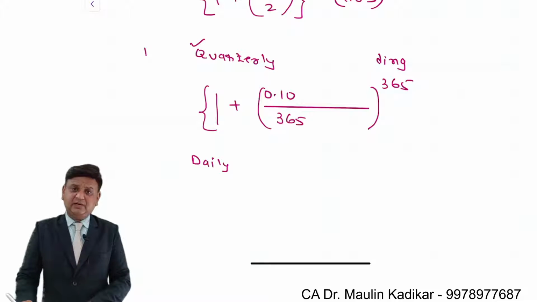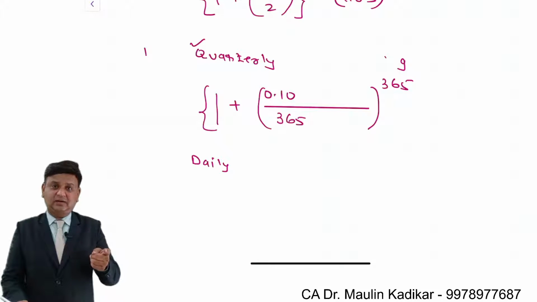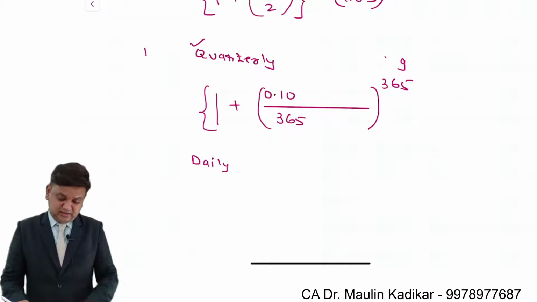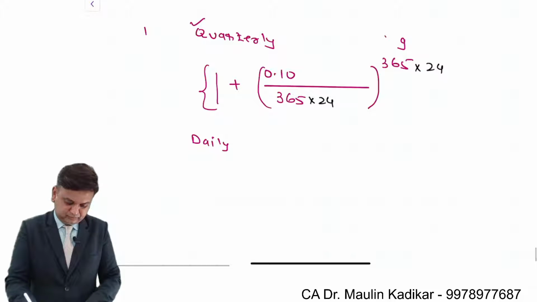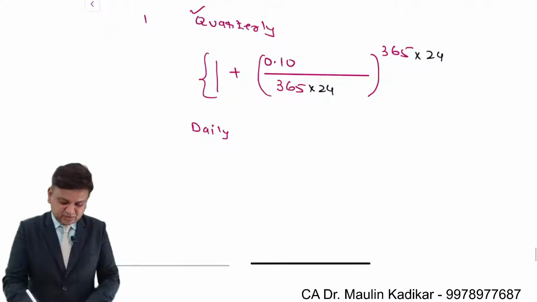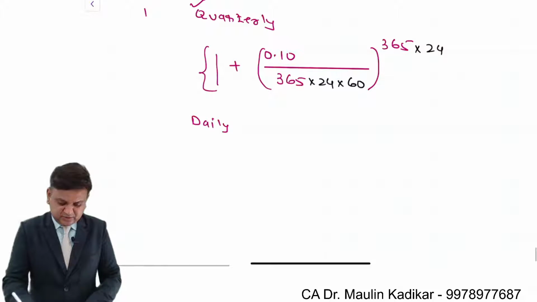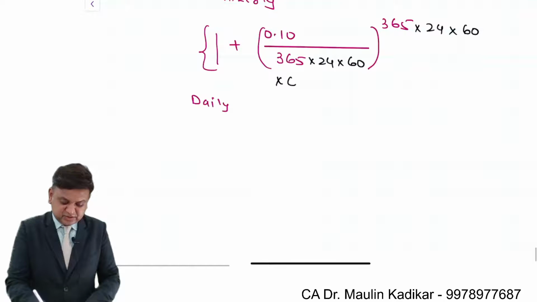Now instead of daily compounding, suppose the compounding is made every hour. Then we can say it is into 24 and into 24. If the interest is compounding not hourly but every minute, then over here into 60 and into 60. Suppose it is every second, then it is further into 60 into 60.